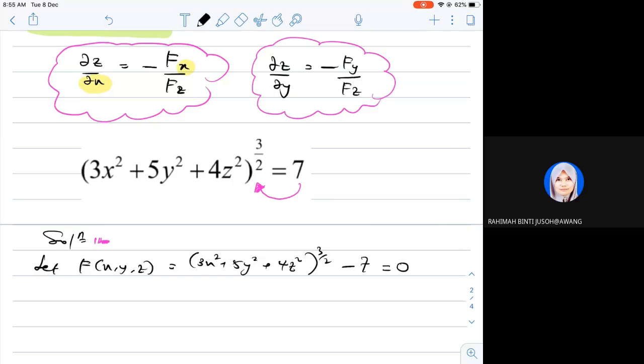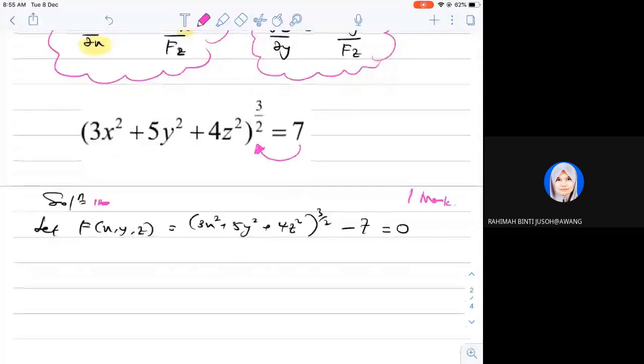Okay, secara skemanya, skema jawapan ni, this first step ni akan dapat 1 mark. You buat je macam ni, you dapat 1 markah. Okay, so this is the first step. You kena make sure dia jadi satu baris saja equation tu. Dia jadi satu, you kena pindah to the left hand side lah. You have to rearrange the position.